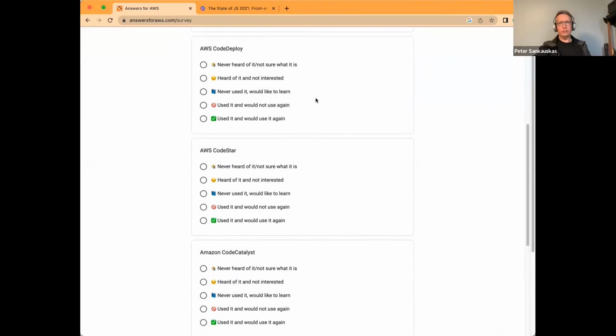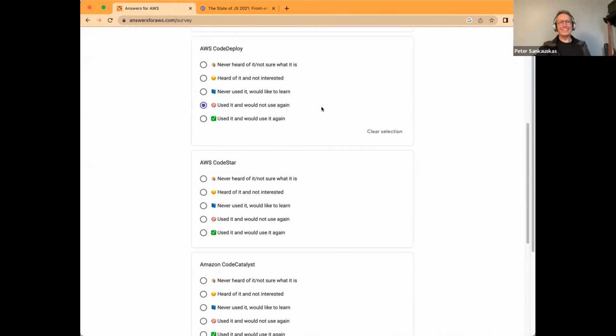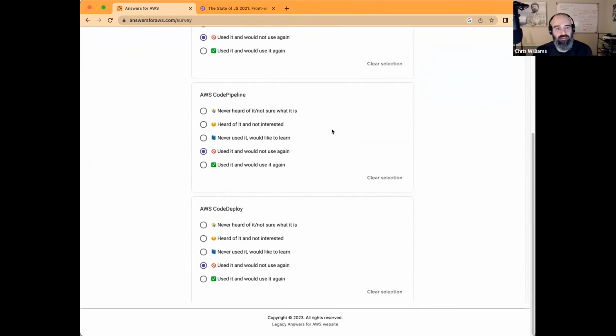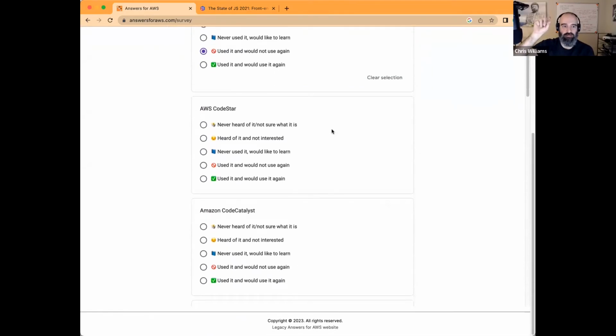CodeDeploy. Same for now. Yep. And what about CodeStar? I didn't even realize that CodeStar was a separate service. I thought CodeStar was the star as in all the three above it. I thought that too, like code wildcard. Yeah, exactly. That's what I thought it was. And then I actually looked into it, and I'm like, no, it is an actual separate service. What is it?